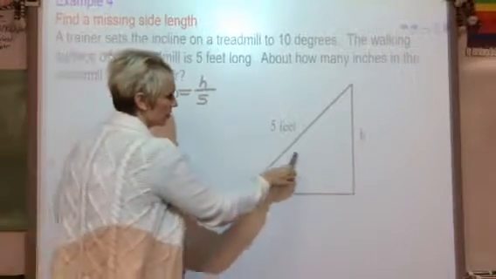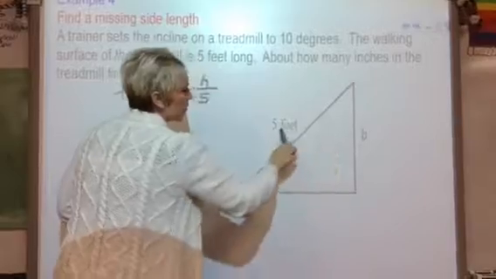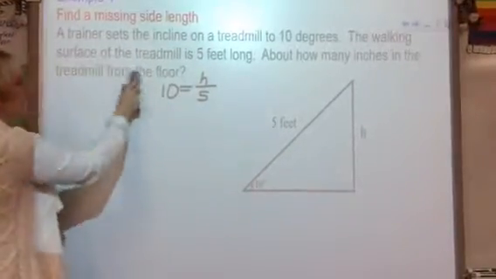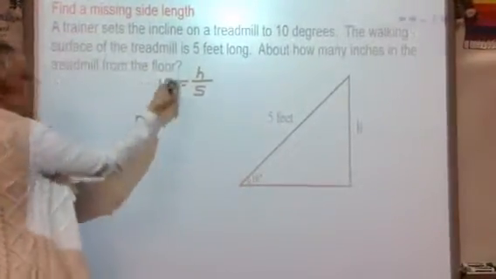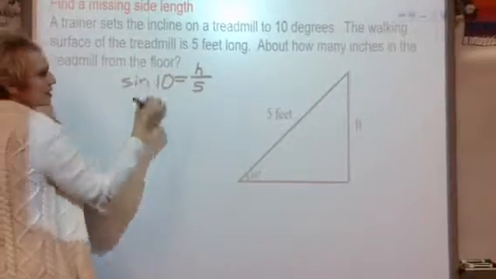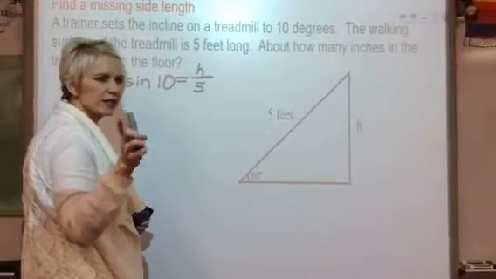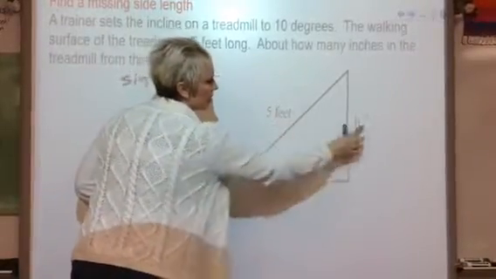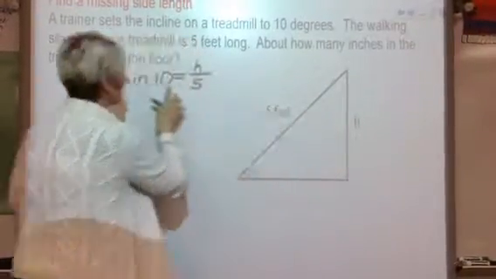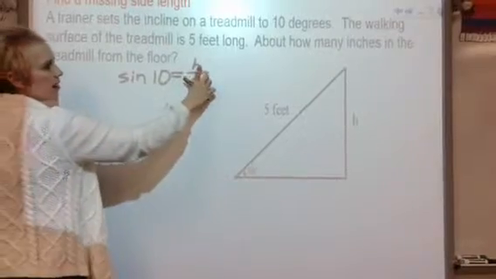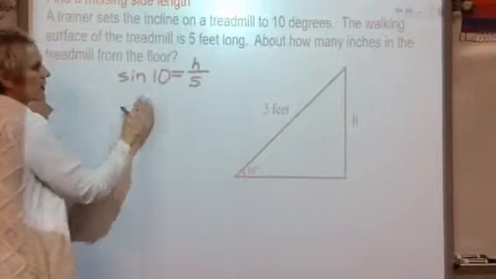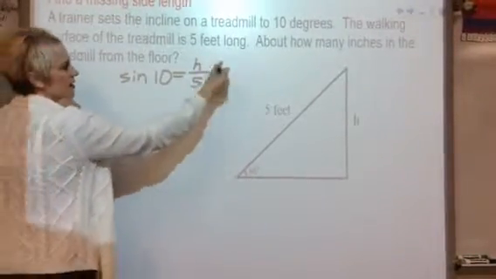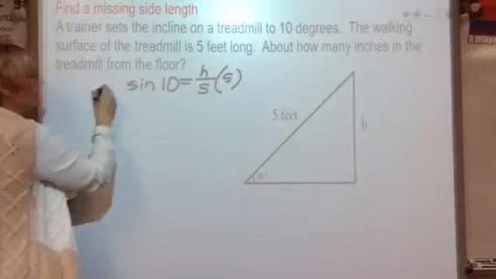I think I just told you that wrong. This is opposite over hypotenuse. That is not tangent. Opposite over hypotenuse is sine. See, I'm doing things to just see if you're paying attention here. So it's sine of 10. Opposite is h, hypotenuse is 5. So to get h by itself, we're going to multiply by 5.